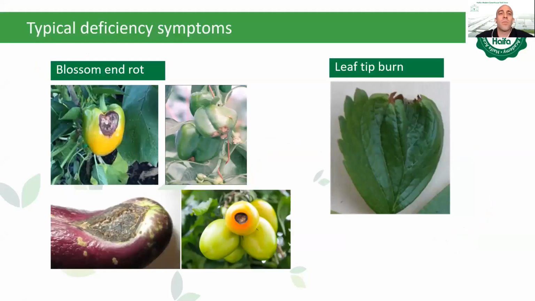A typical symptom of calcium deficiency, since calcium is a non-mobile element, you will find on the fruits: the very familiar blossom end rot, which appears in main vegetables like pepper, tomato, and eggplant. You can see it on the left side of the screen. And of course, since it's not mobile, you will see it also on the edges of the growing parts of the leaves. You can see this is a young strawberry leaf. It has necrosis since it does not receive calcium.